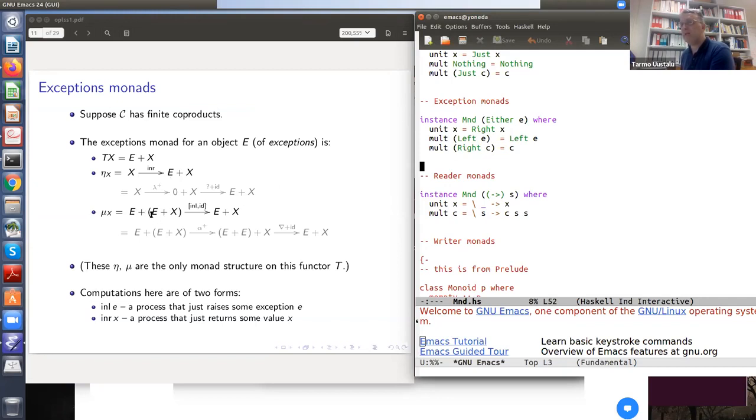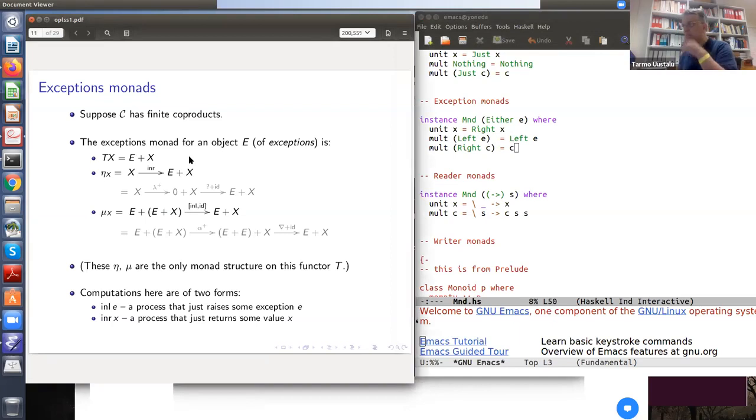If I'm on the right, which means I have some inner computation, and I always write C for computations here and X for values as a mnemonic, then the flattened down computation is just this computation, which in turn is a choice between raising an exception or returning a normal value, but I don't need to do any sort of pattern matching and analysis of this. It just already has the right type. Does everybody agree with this, if you've seen Haskell before?